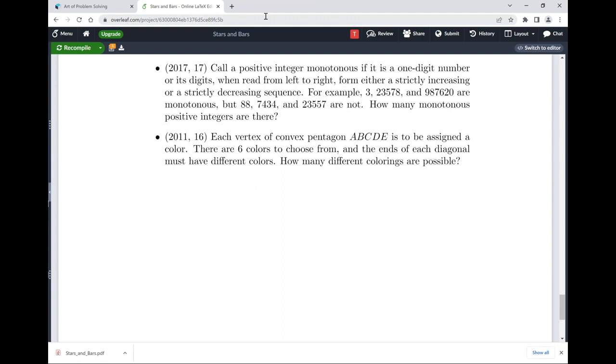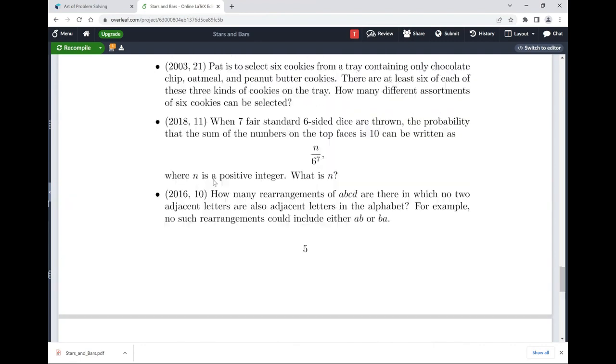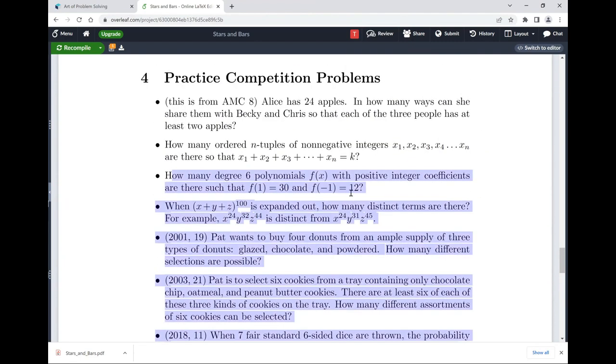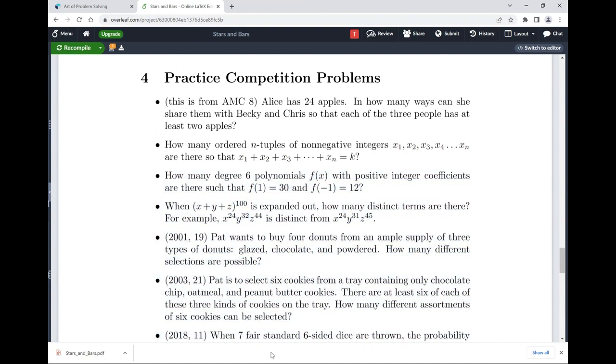So I guess if you guys want to, you can try this. How many degree 6 polynomials with integer coefficients are there such that f(1) equals 30 and f(-1) equals 12? Okay, I'll copy this and bring it down.